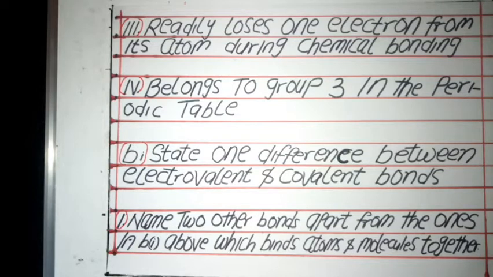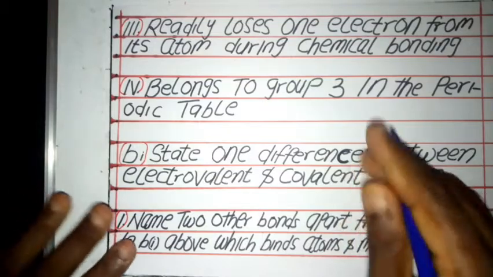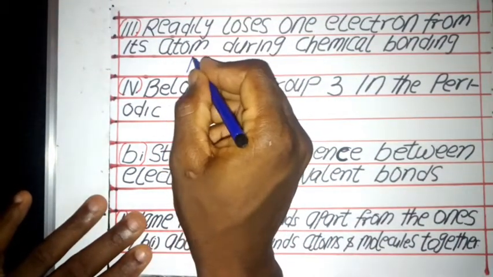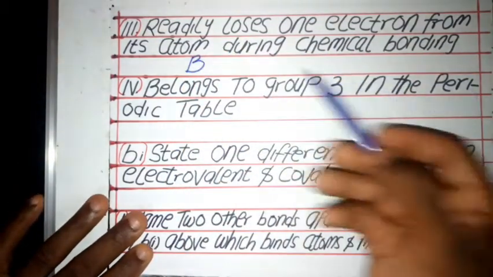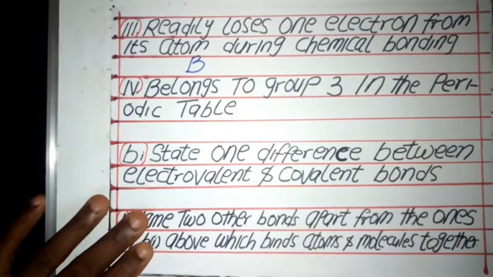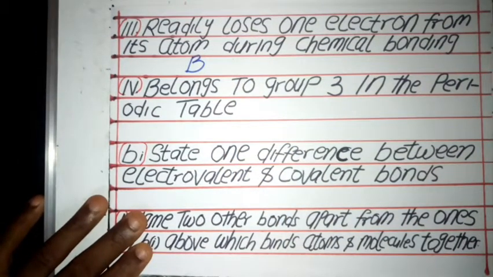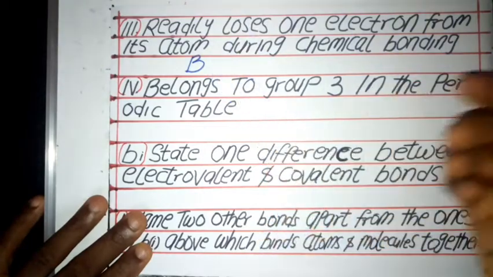If it were to be a group 2 element, they lose 2 electrons. So yeah, the answer has to be lithium, and lithium is B. Lithium, because it's in group 1, and group 1 they have one valence electron, and it is that valence electron that is lost during chemical bonding. That's why the answer is B, because it's in group 1.